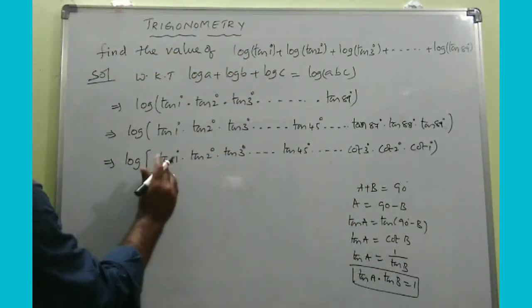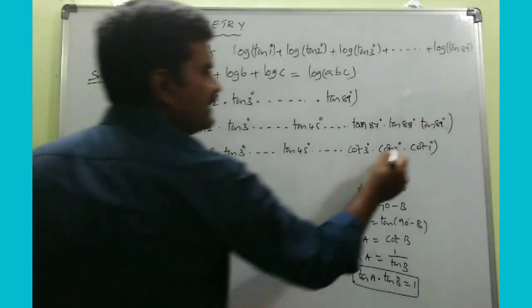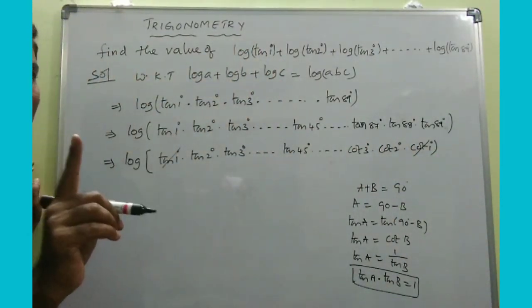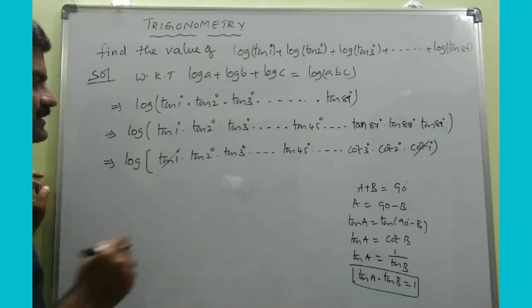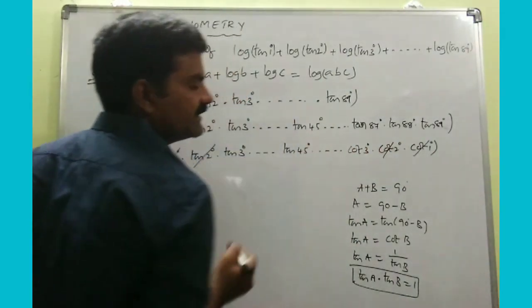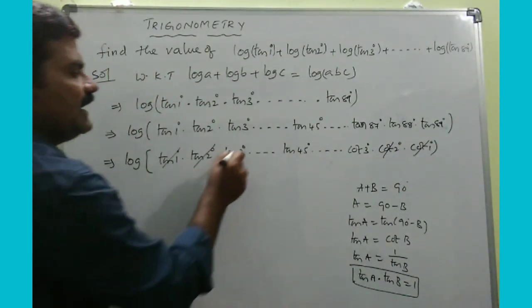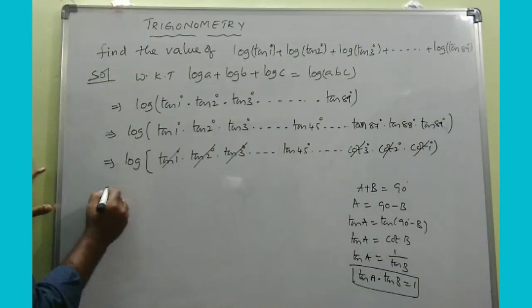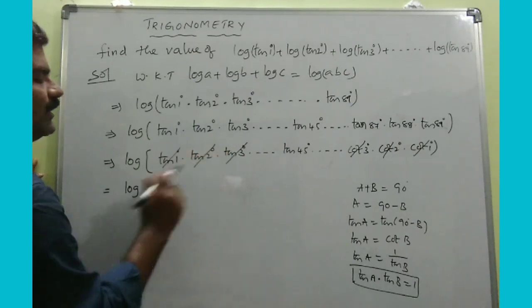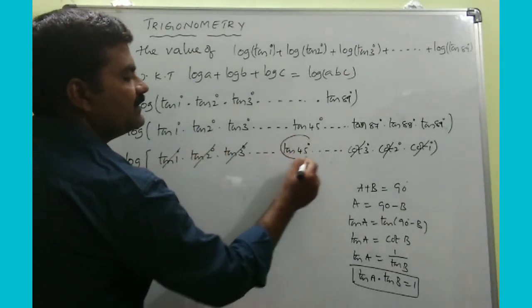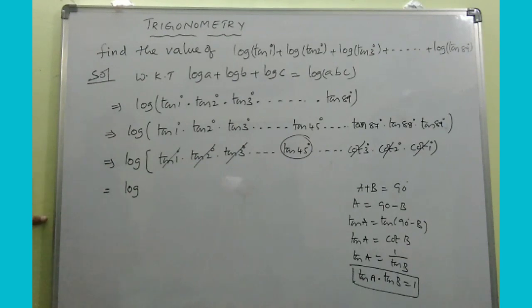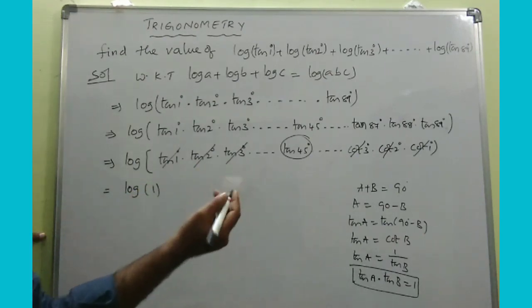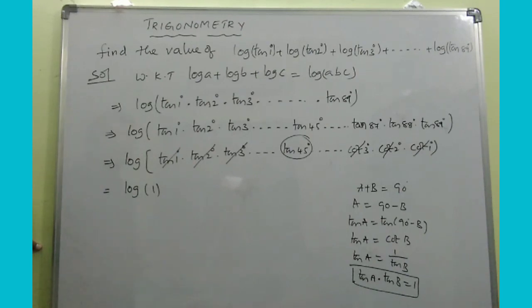Isn't it? Now you see this is everything a product, no? So tan 1 degree into cot 1 degree, the answer is 1 because they are reciprocals. Tan 2 degrees and cot 2 degrees, this product is also 1. Tan 3 degrees and cot 3 degrees is also 1. Then finally you are going to get 1 into 1 into 1 into 1, and even the term which is left, tan 45, its value is also 1 only, isn't it? Then finally 1 into 1 into 1 any number of times, finally you get 1.